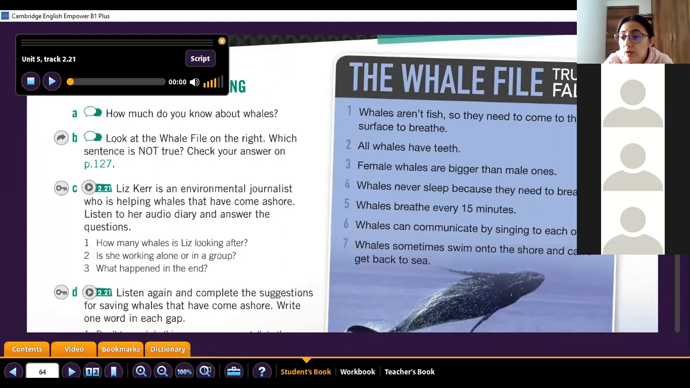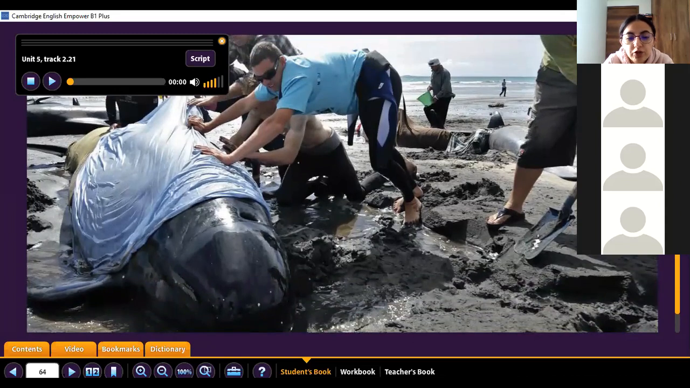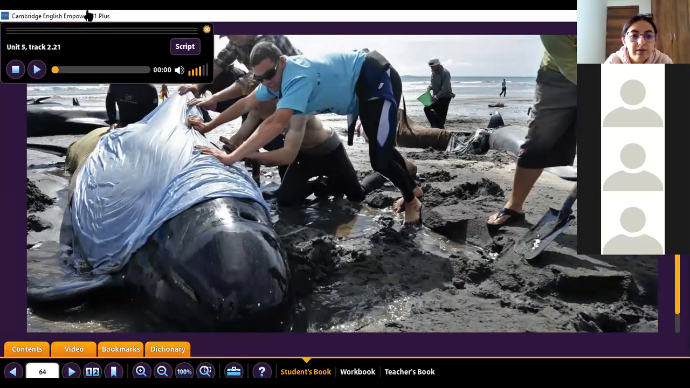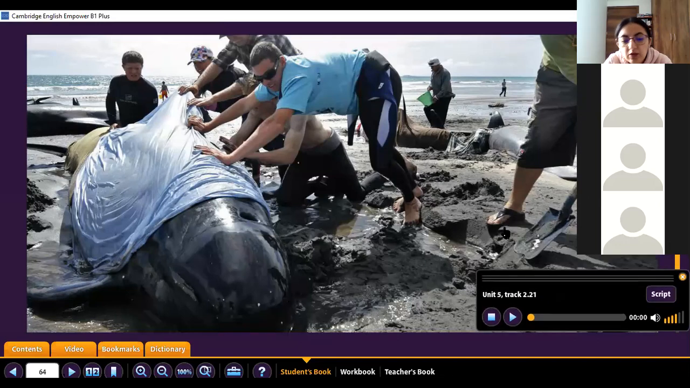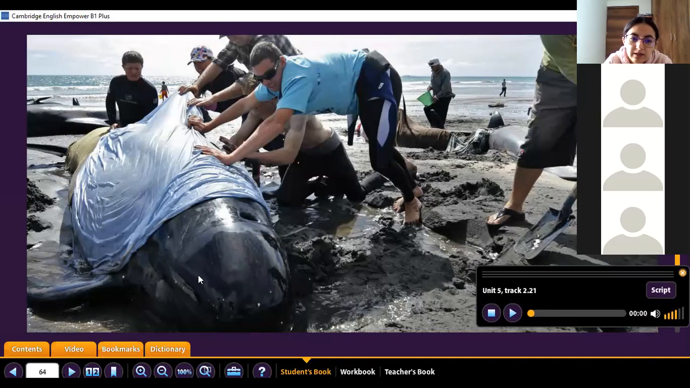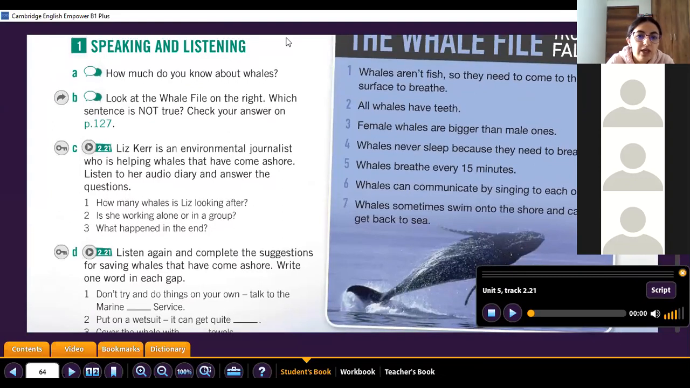Okay. So look at the picture. Here we have the people trying to push the whale into the sea again, right? Están tratando como de moverle nuevamente, tratando de que la ballena vuelva al mar. Look at this. Here we can see that there is not just one, but there are many whales over here.